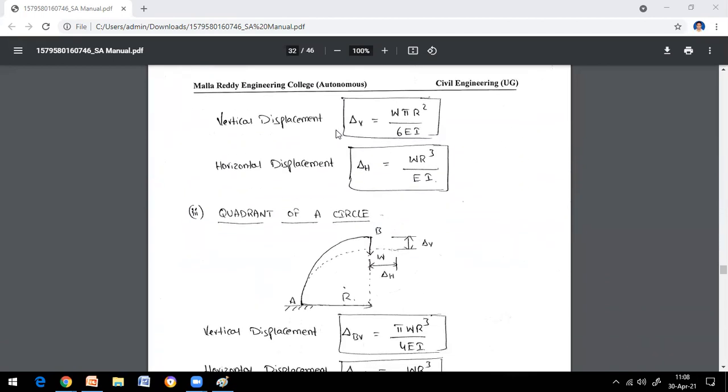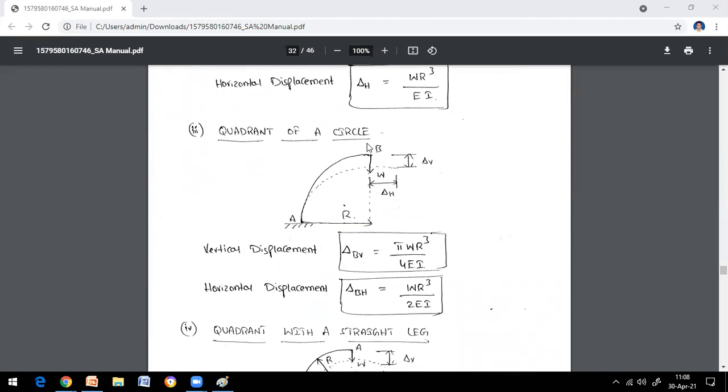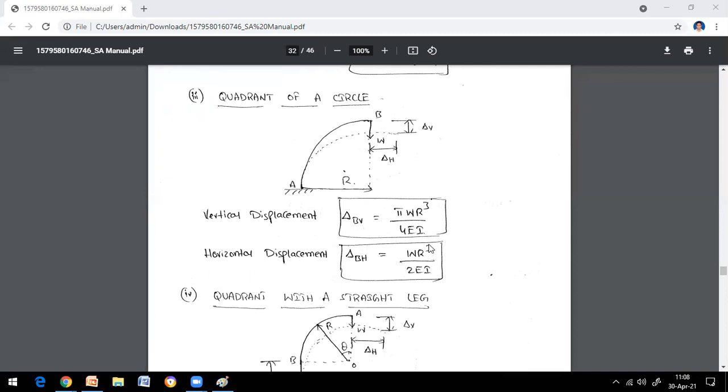And there is a third one, which is the quadrant of a circle. Quadrant, one-fourth of the circle. The support will be here. So you can see the beam which is curved as a quadrant. Apply the load. Again, even in the quadrant of a circle, you can find the two displacements, vertical and horizontal, and these are the formulas of the vertical and horizontal displacement.